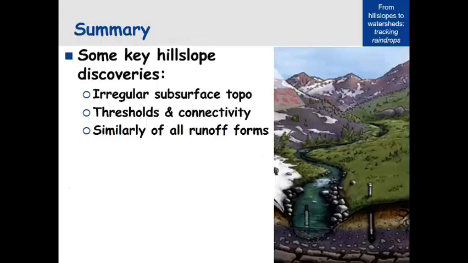So just to wrap up, I guess what I'm saying is that some of the things we've learned building on the foundational work done here in southern England is maybe irregular subsurface topography affects this filling and spilling. These hill slopes around the world are very threshold-like, and if we adopt maybe this idea of thresholds as characteristic forms of nonlinearity, this could be a new theoretical construct for how we model this in land surface models, and surprisingly how similar each of these runoff forms are.